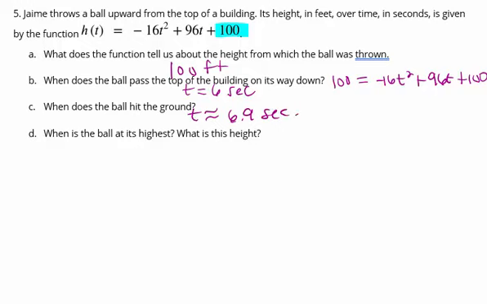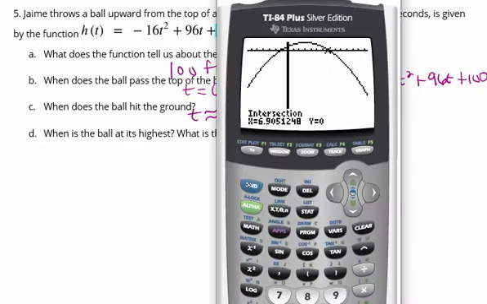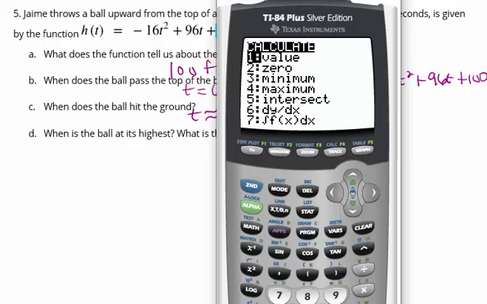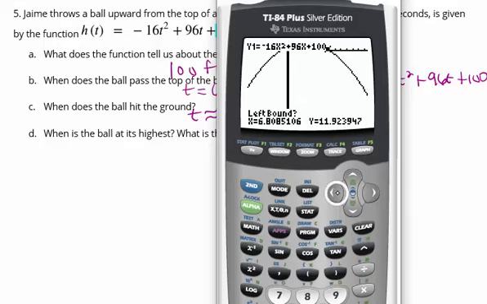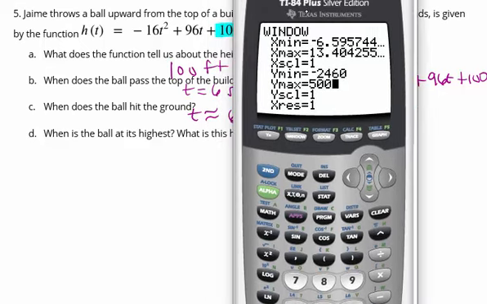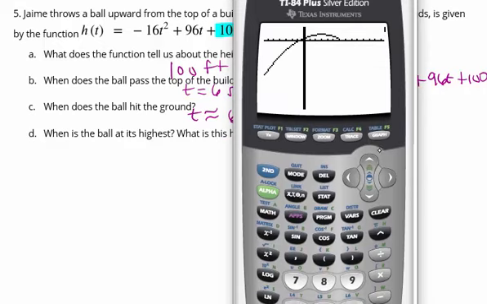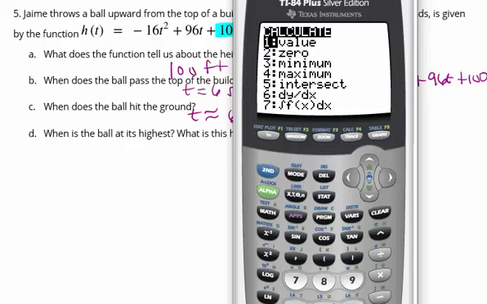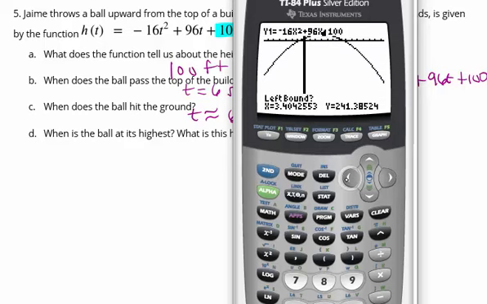When is the ball at its highest? What is this height? Okay, so we're looking for the vertex of the parabola. And so on your calculator, you can use the max feature. So second trace, number 4, and it's kind of hard to see. I'm going to adjust my window so you can see what my cursor is doing. Okay, so I'll make my Y-max bigger and hit graph. Okay, and then second trace, maximum number 4, and make sure your cursor, when it says left bound, is to the left of the maximum, or the left of the vertex.